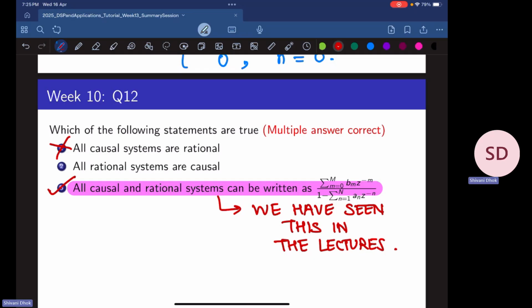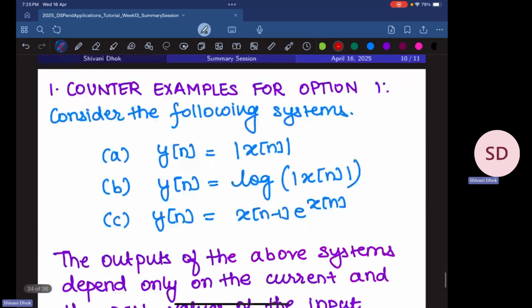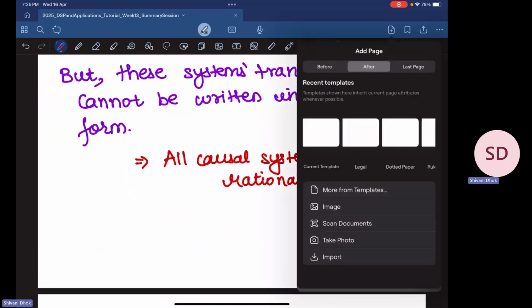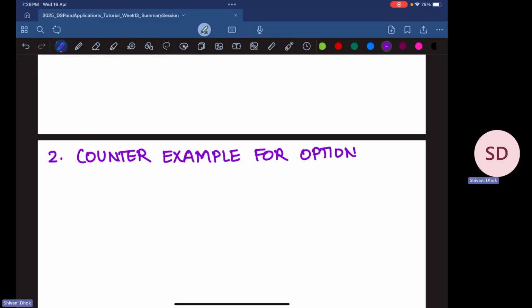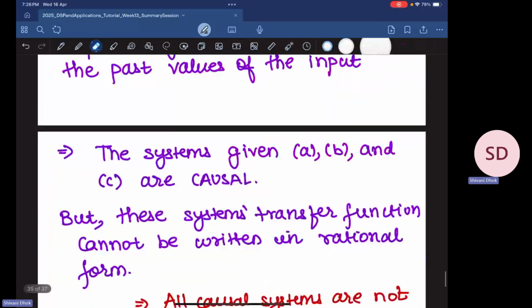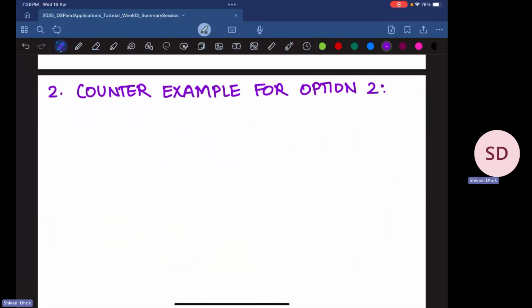Now let us figure out if we can get some counter example for option 2. We'll do the same thing now. This is the counter example for option 2. So what does it say here? We have to build a counter example for option 2, and option 2 was all rational systems are causal. So now we need to consider a rational transfer function which is non-causal.